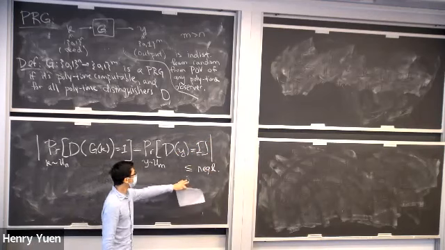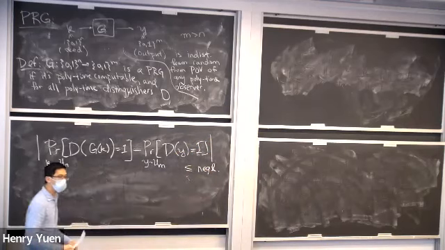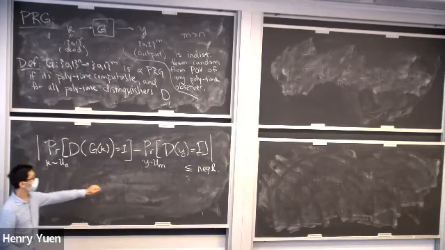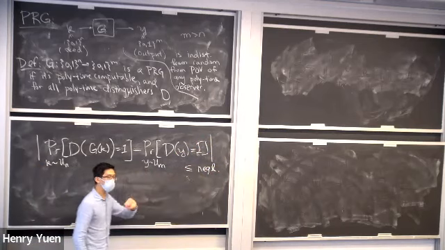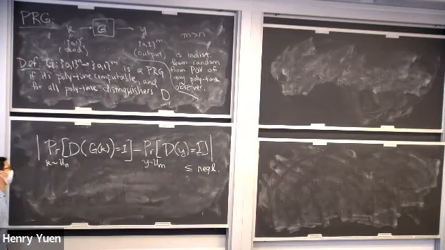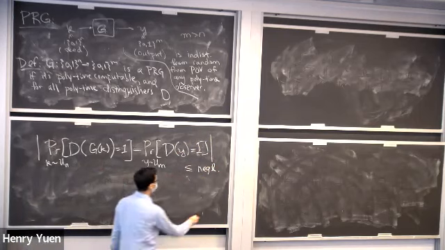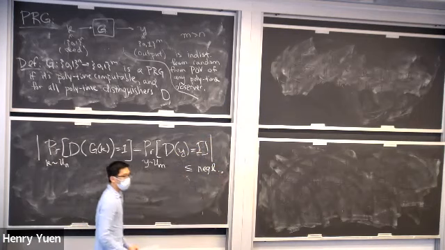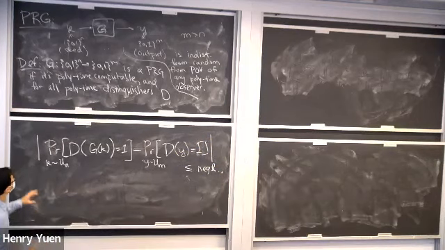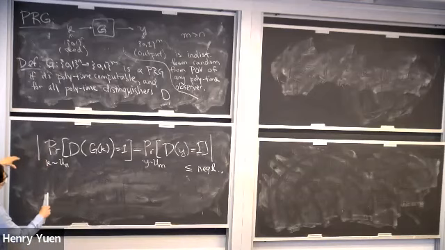Negligible has some precise definition, but for now, just think of it as some vanishingly small quantity that goes to 0 very, very quickly. So that's the definition of a pseudorandom generator. Technically, this is not quite it. You have to talk about a family of different functions, but let's just keep it this way to make things simple. So let's get a feeling for what this definition is saying.